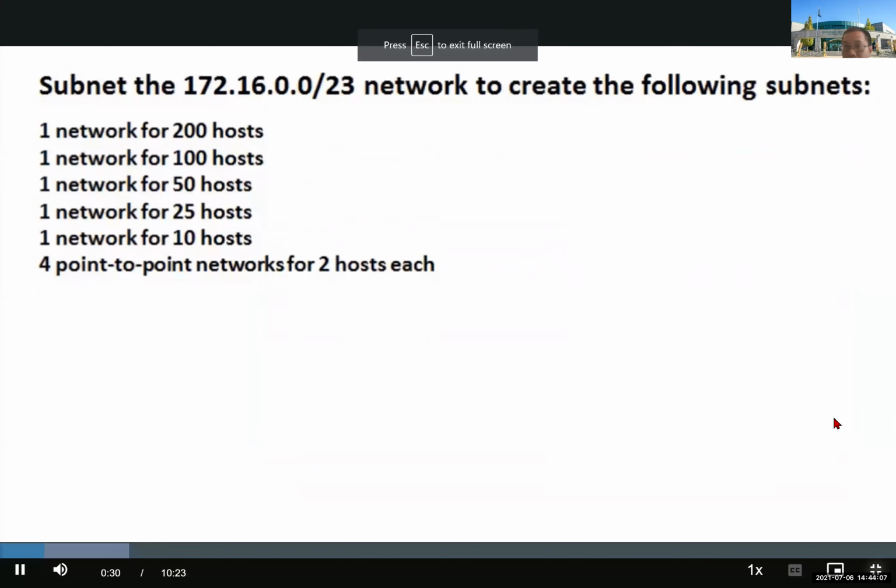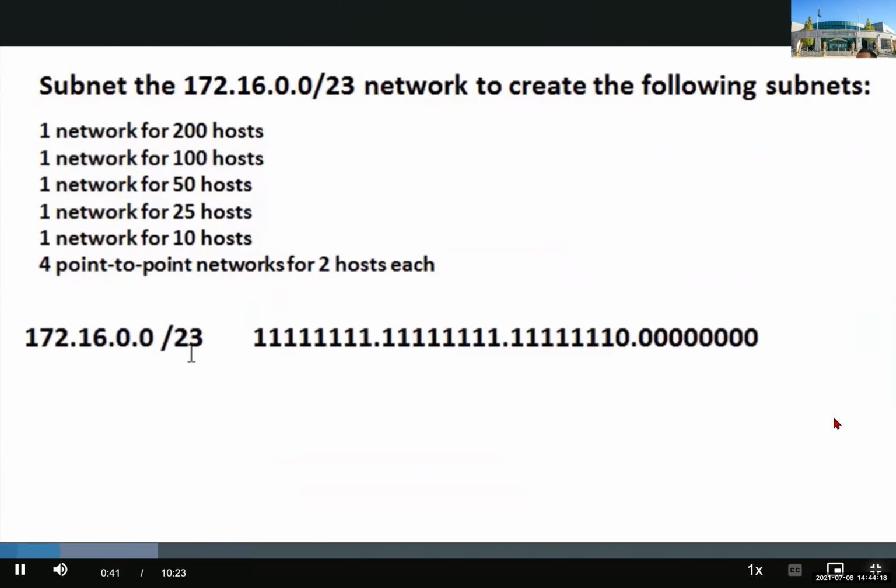Before I begin to create these subnets, I need to check to see if I even have enough addresses in this address space to create all of these subnets. So by writing out the network and the subnet mask in binary, we see that we have a /23 subnet mask. Here's 23 ones in binary.